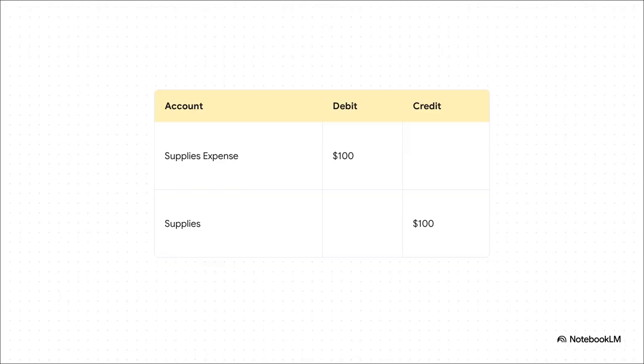So here's how we record that. We make an adjusting entry. We debit, or increase, her supplies expense by $100 to show that cost.